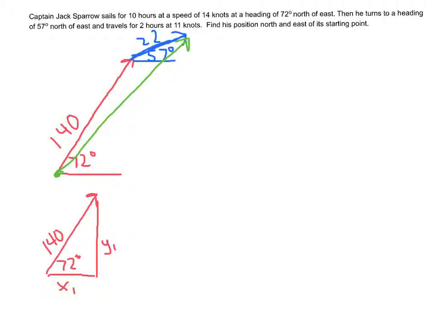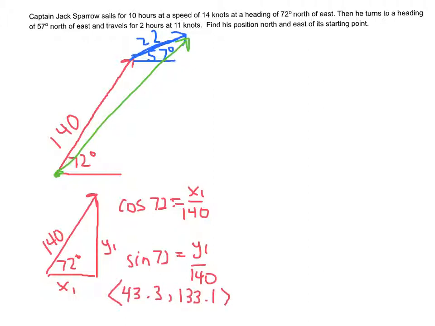So to do that, I'm going to use trig. I'm going to do cosine of 72 equals x1 over 140. And then sine of 72 equals y1 over 140. So I'll type those into my calculator, and by a stroke of magic the answers appeared here. The x component was 43.3 and the y component is 133.1.